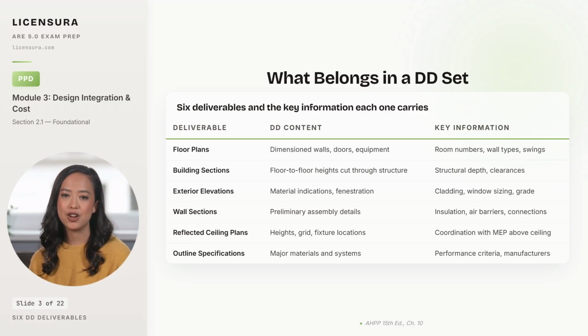Wall sections start showing preliminary assembly details, insulation locations, air barrier continuity, and structural connections, and reflected ceiling plans capture ceiling heights, grid layouts, and fixture locations in coordination with the mechanical equipment hung above. Outline specifications describe the major materials and systems with performance criteria and acceptable manufacturers, but stop short of the Division 01 procedures that finish later in CDs.